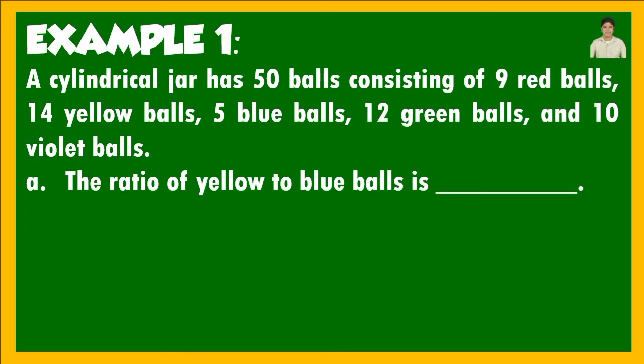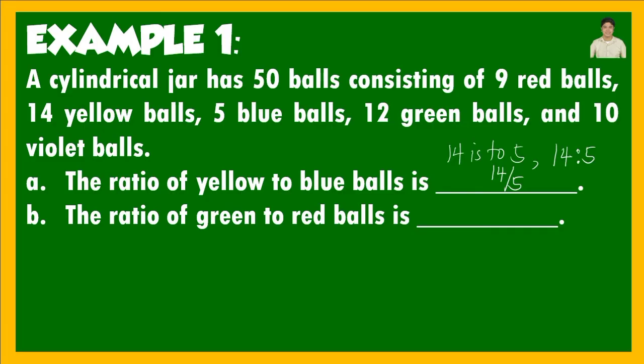The first one, letter A, the ratio of yellow to blue balls. Okay, so yellow to blue. So, yung yellow natin is 14. So, 14 is to yung number of blue balls, 5. So, ayan. In word form. In colon form naman, 14 colon 5. And then, kapag fraction form naman, 14 over 5. So, ayan. Yun yung tatlong paraan kung paano natin isusulat yung ratio ng yellow to blue balls.